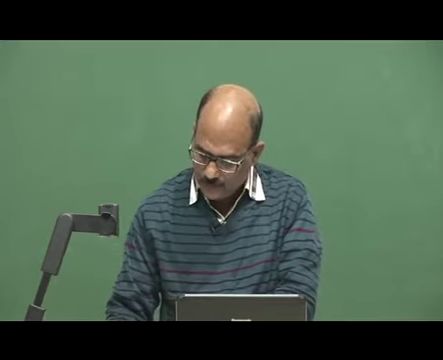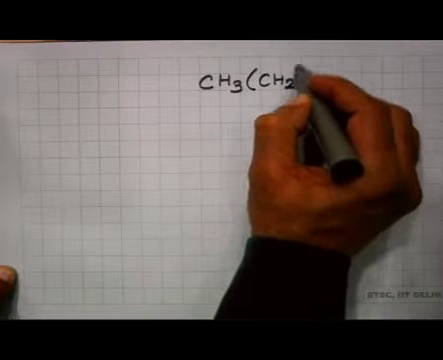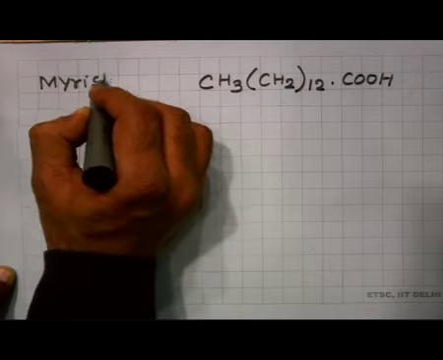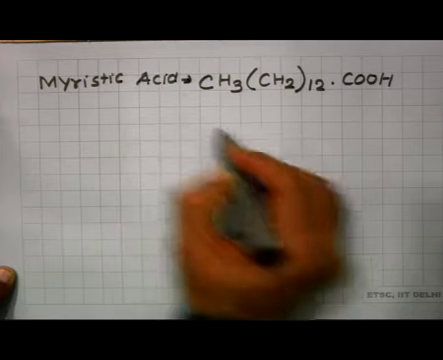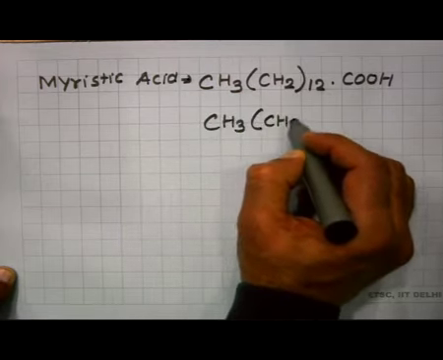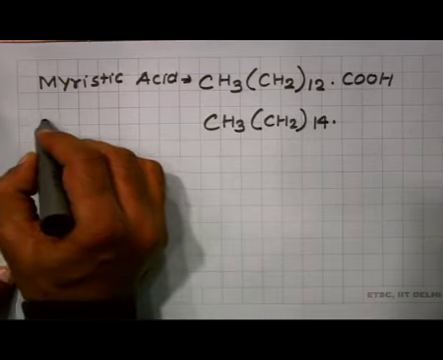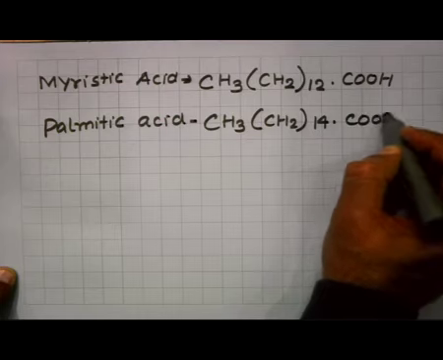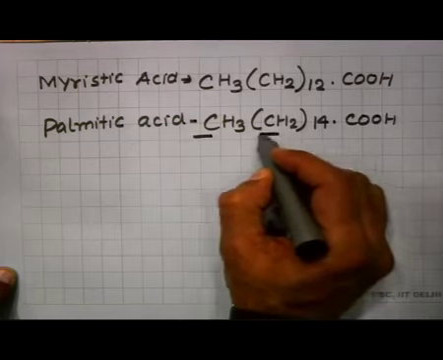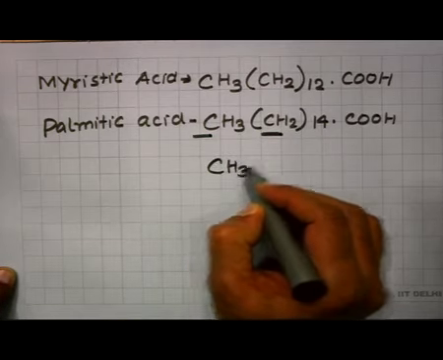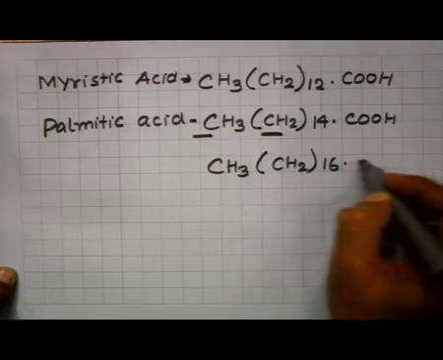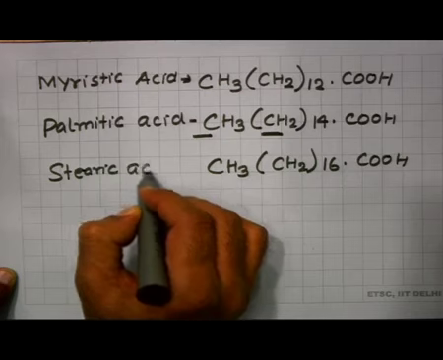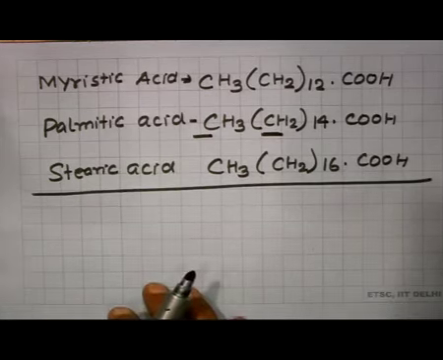The next one: if CH3 (CH2) is multiplied by 12, that is called myristic acid. If multiplied by 14, that is the very common palmitic acid, COOH. So, palmitic acid has 16 carbons, and if it is multiplied by 16, that forms stearic acid. So, these are some common saturated fatty acids.